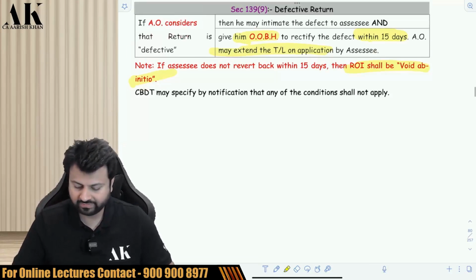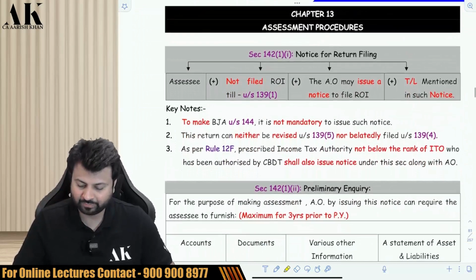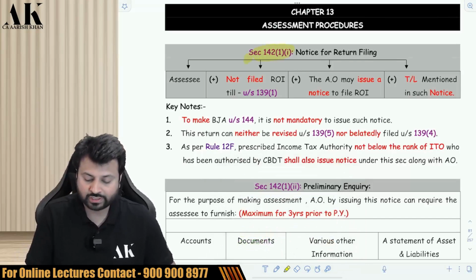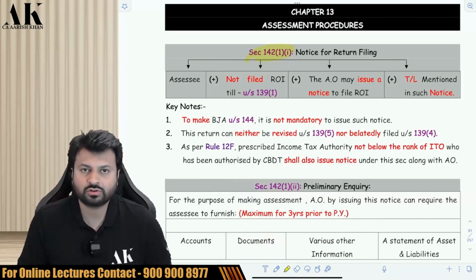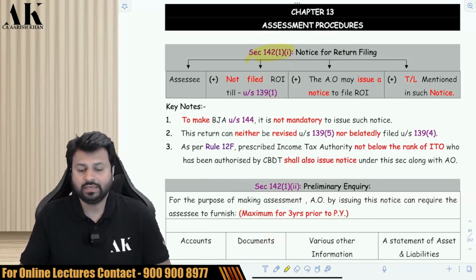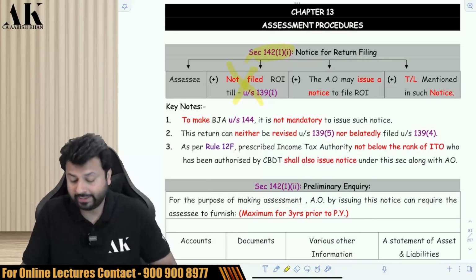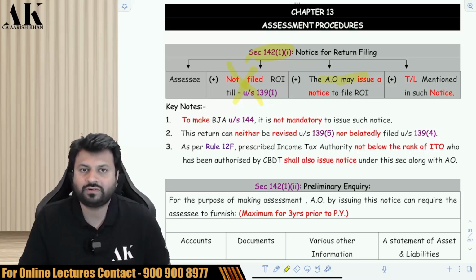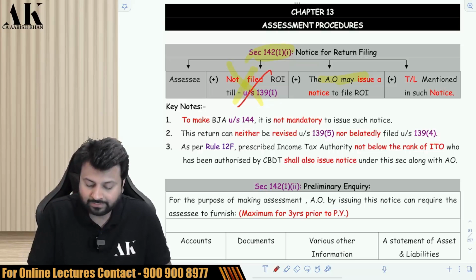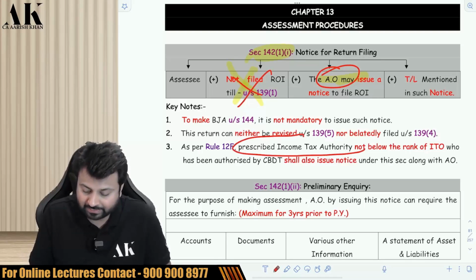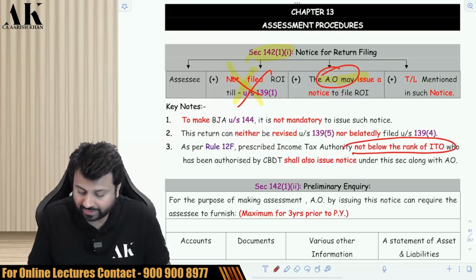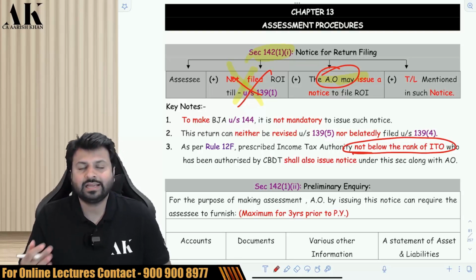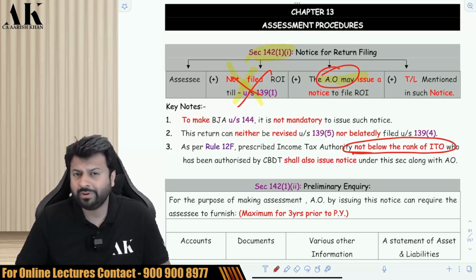So let's go ahead with the next chapter and that is your assessment procedure. Let's talk about one by one all the sections over here. The first section is 142 subsection 1 clause 1 which talks about filing of return. That is, if the assessee does not file the return on time, then the AO or the prescribed income tax authority, which is not below the rank of ITO, may issue you a notice under 142(1) to file the return. Within how many days am I supposed to file the return?